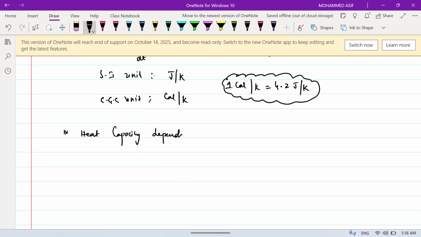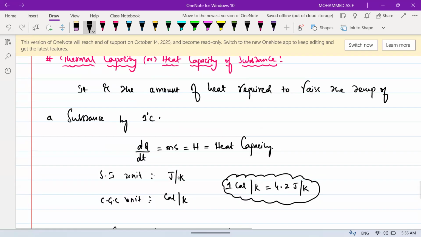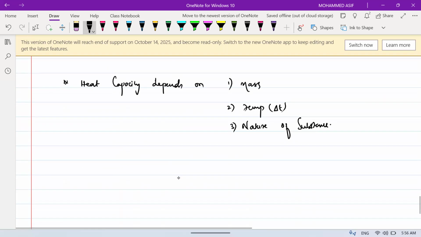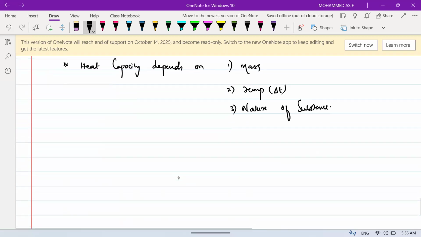Heat capacity depends on, number one, mass. Number two, it depends on temperature, that is your delta T. And also it depends on the nature of the substance. Specific heat depends only on the nature of the substance, whereas heat capacity depends on the mass of the body, the temperature difference, and also the nature of the substance used. Am I clear?